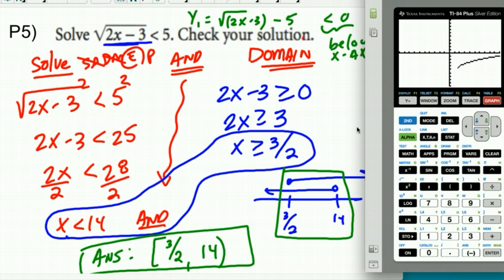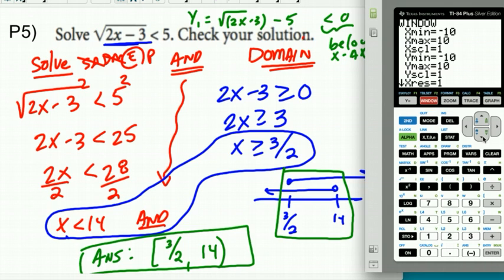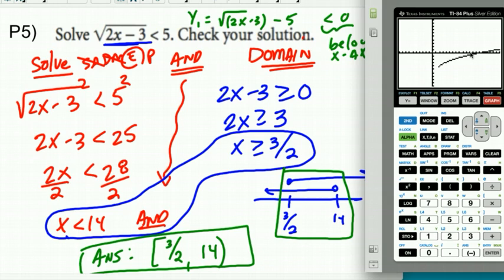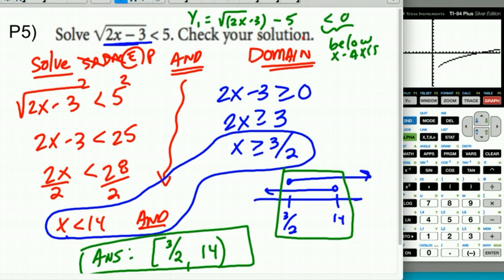And sure enough, now we can't see all the way up to 14, so we'd have to change our window a little bit and change our x scale. Let's say we go to 20, but it's going to be exactly what we suspect, right? This window right here from essentially 1.5 included up until a 14 with an open circle would be the window that I'm looking for, all right? So let's go ahead and keep going.